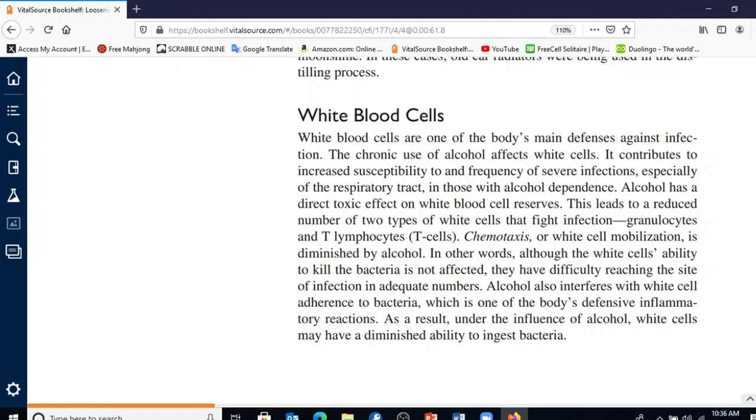alcohol also affects white blood cell manufacture and mobilization. T cells, T lymphocytes, are helper cells. These are the ones that HIV attacks, by the way. The helper cells go out and scout around looking for bad invaders so that they can come back and tell the cavalry, which are the cytotoxic white cells, to come out and kill this invader.